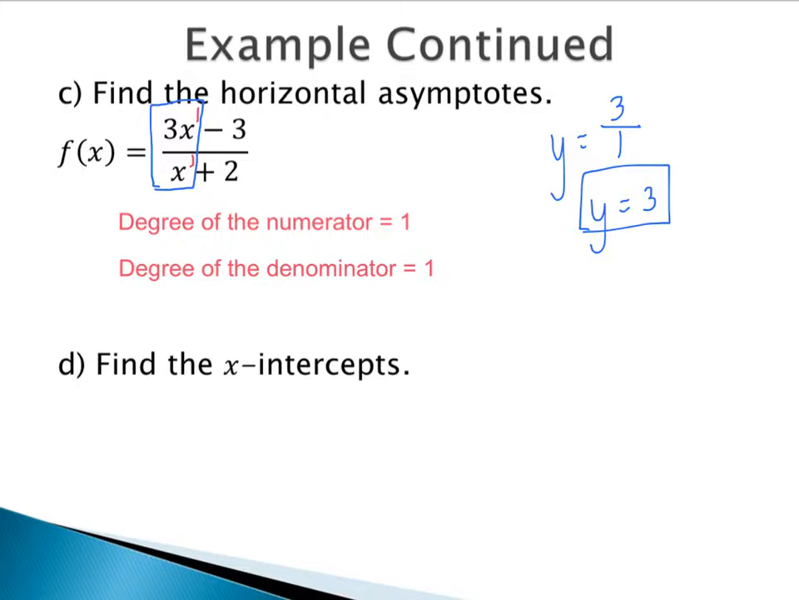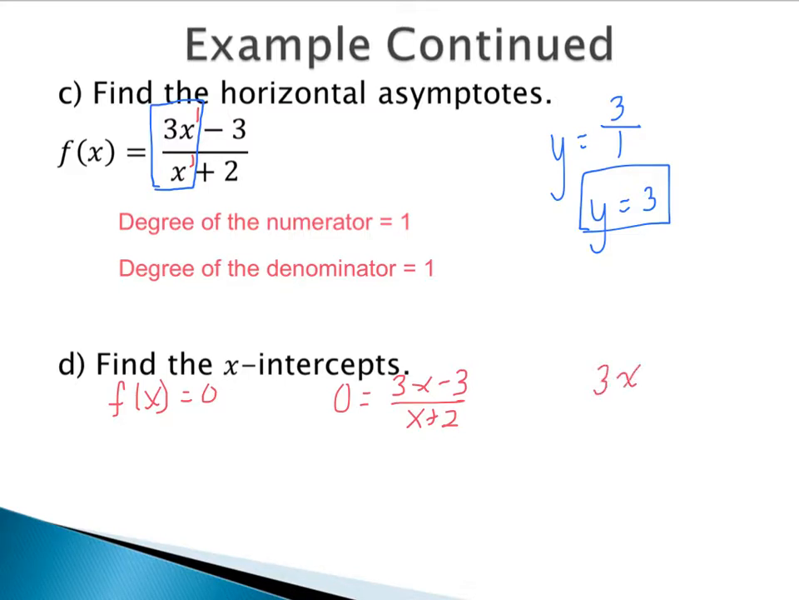Next, we want to find our x-intercepts. So remember, to find our x-intercepts of the function, we would set the function equal to 0. Well, for our rational function, we would have 0 equals 3x minus 3 over x plus 2. When dealing with a fraction, the only way that we can get it equal to 0 would be if our numerator is equal to 0. So the shorthand to find our x-intercepts would be to just set your numerator equal to 0.